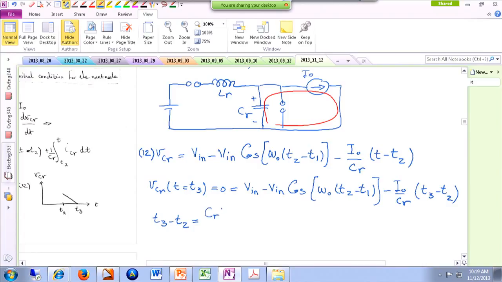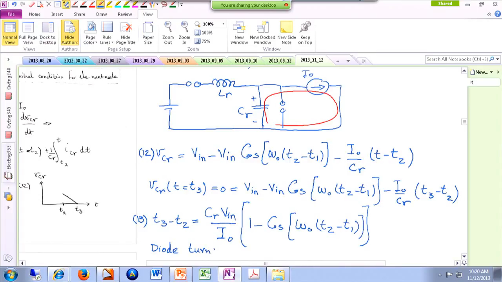So T3 minus T2 would be this, and this is equation number 13. All right. So now we can also measure the duration of this mode, which is T3 minus T2. At the end of this mode, basically what happens is the diode turns on. Okay, at T3, basically the diode turns on.